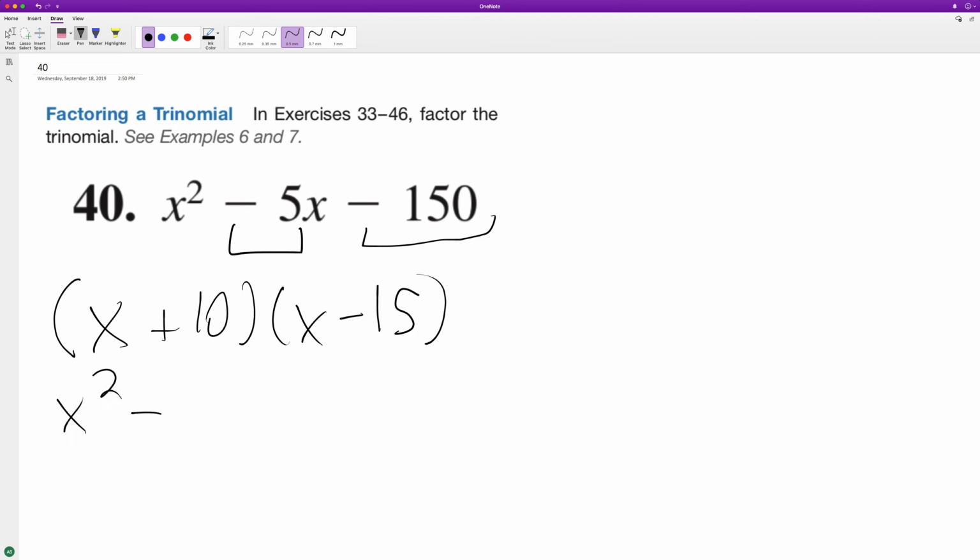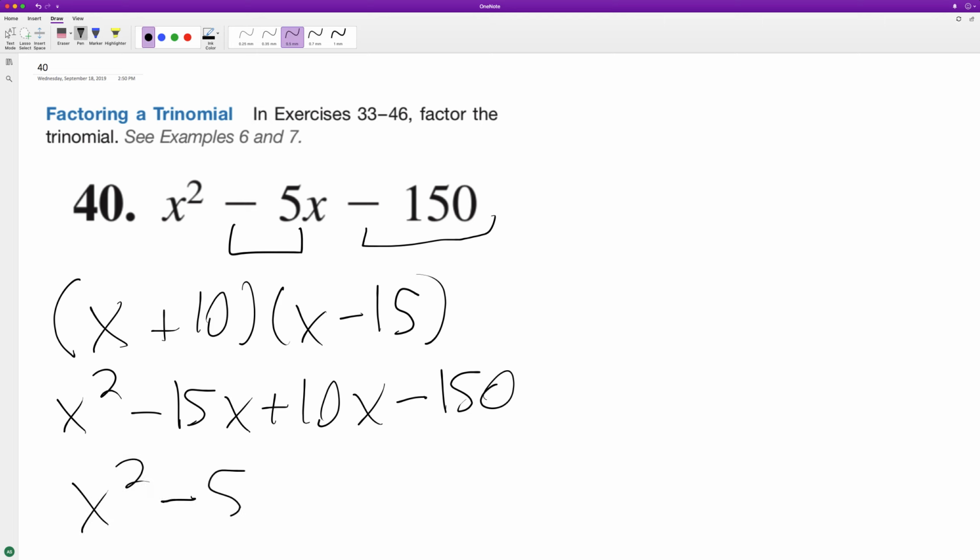So we get x squared minus 15x plus 10x. 10 times negative 15 is minus 150. So we end up with x squared minus 5x minus 150. And because that matches up with the original trinomial, that means that this factorization is correct.